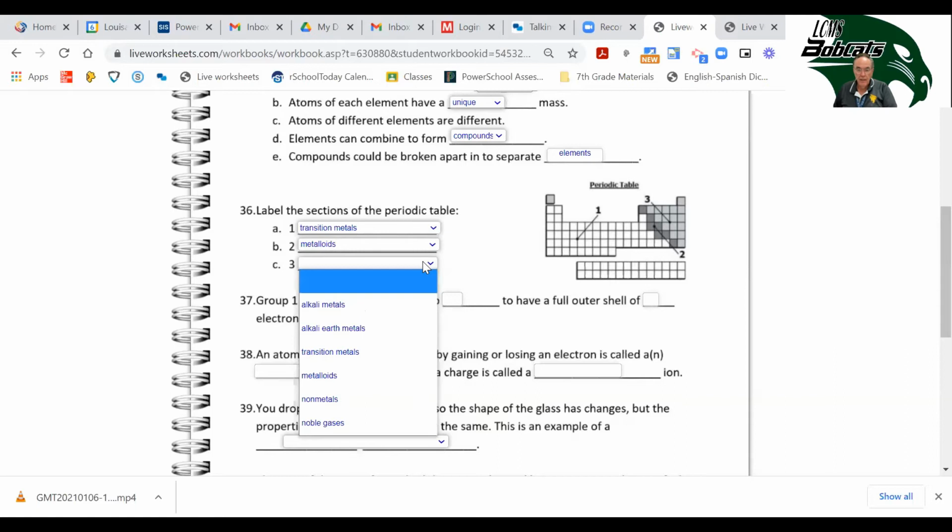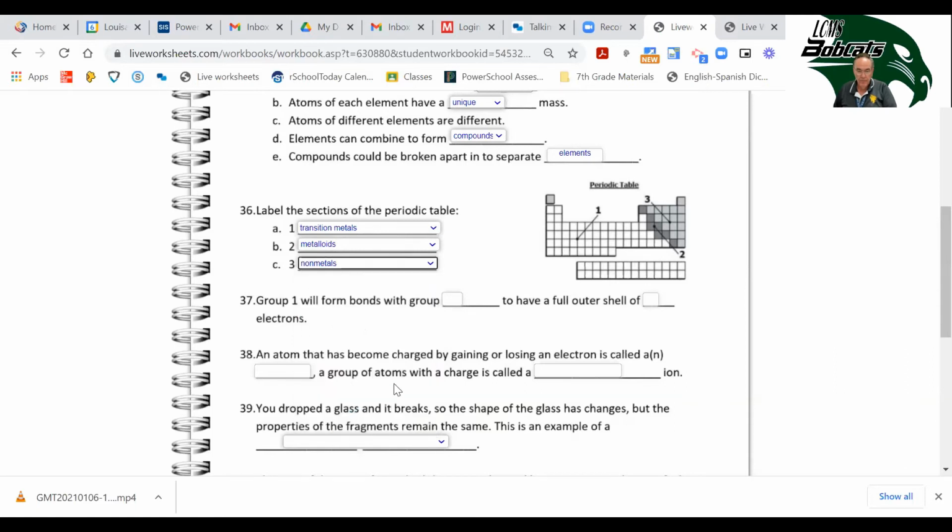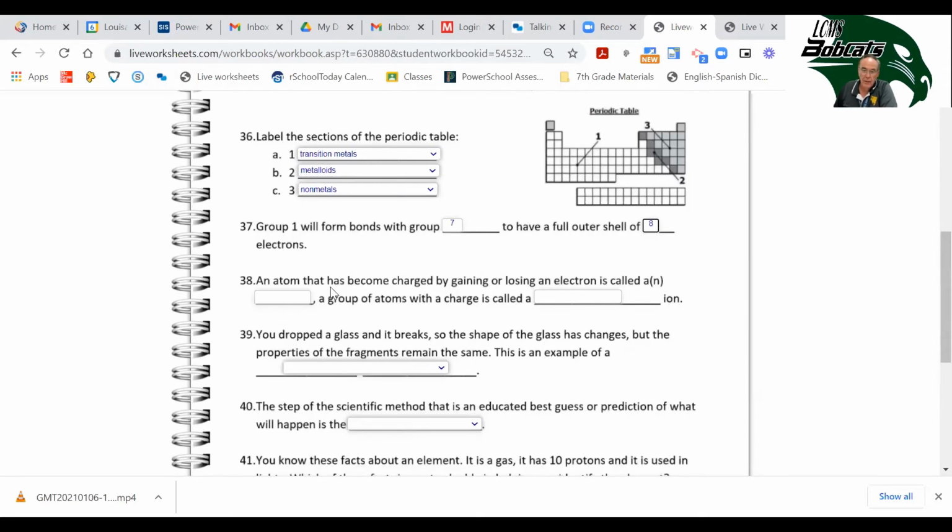Group 3 is pointing to the nonmetals. Okay. Group 1 will form bonds with group 1 plus 7 equals 8. They have a full outer energy level of 8 electrons. Atoms that become charged by gaining or losing electrons are called ions.